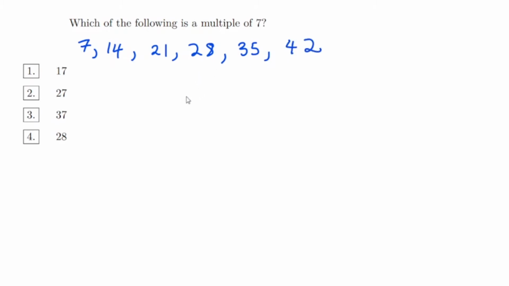And we have covered all the answer choices here. And the one number that appears in the times table for 7 is 28. So 28 is a multiple of 7 because it is 7 times 4. So you pick this, 28 is the correct answer.